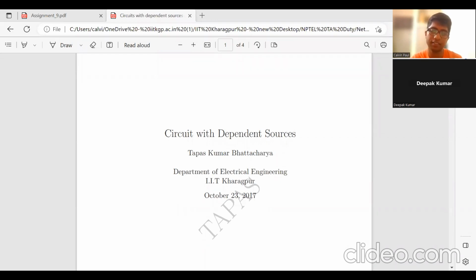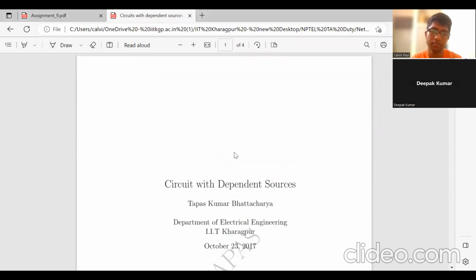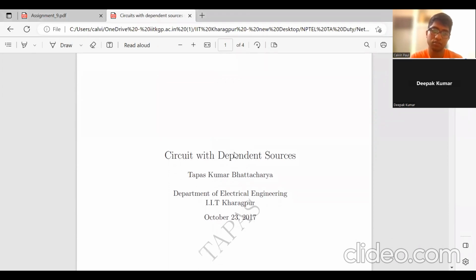Okay. We'll discuss all that later. We'll start with our session. Today we will study circuits with dependent sources. What are the types of sources which are available in an electrical circuit? Voltage source, current source, voltage dependent current source, current dependent voltage source, battery.